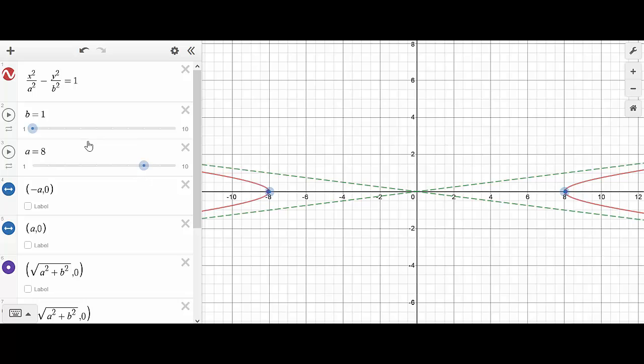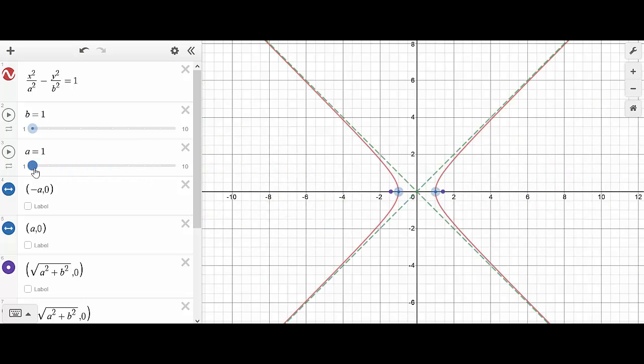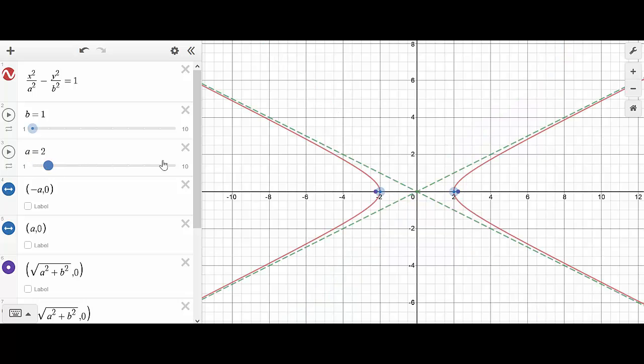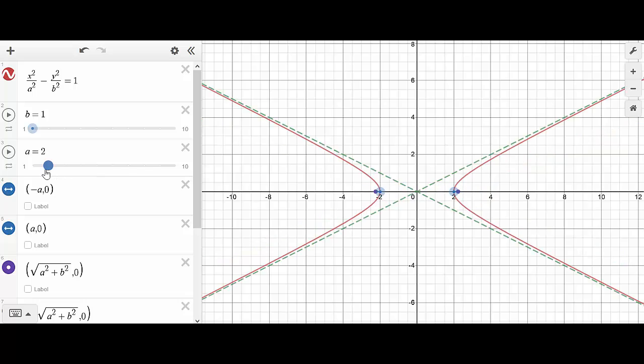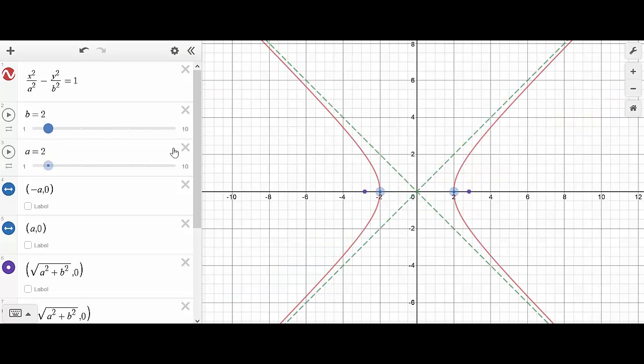It pushes the vertex out. So now in particular, notice this, that when A is 1, the vertex is at plus or minus 1. When A is 2, the vertex is at plus or minus 2. See how that looks? So now A is 6, the vertex is at plus or minus 6. So you can see A is going to kind of determine where your vertex is. Now, let me just keep A fixed here and let me adjust B. Okay? Now notice B is the same as A at this point. Okay? So notice B is 2 and A is 2.